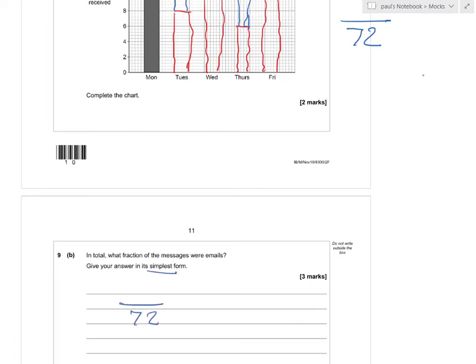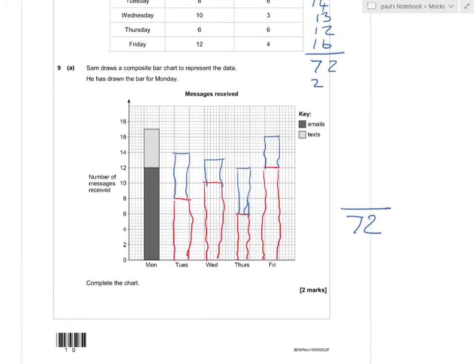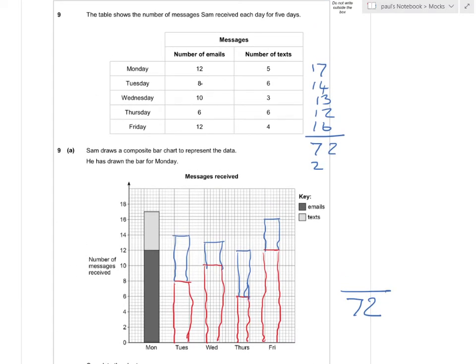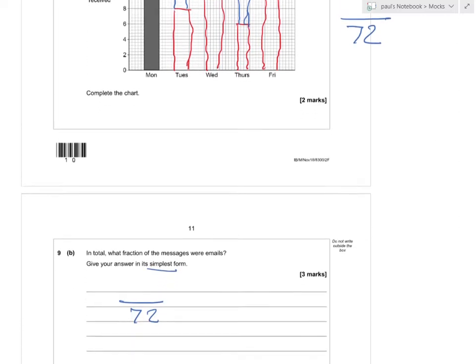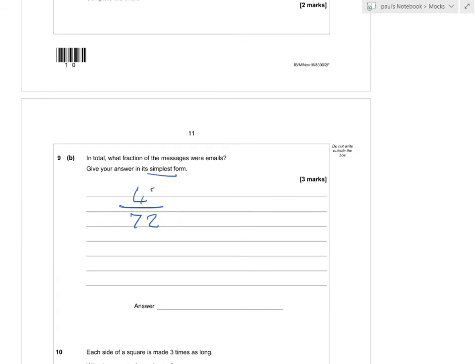In its simplest form, don't forget. So how many emails did we send? We sent 12, 20, 30, 36, 48. We sent 48. So we sent 48 in its simplest form. Let's halve those numbers. 24 over 36, 12 over 18, still 6 over 9, and divide by 3, 2 over 3, 2 over 3, 2/3. 2/3 for number 9.